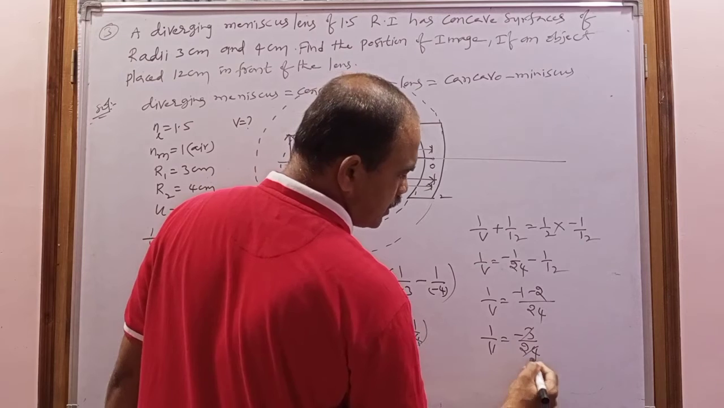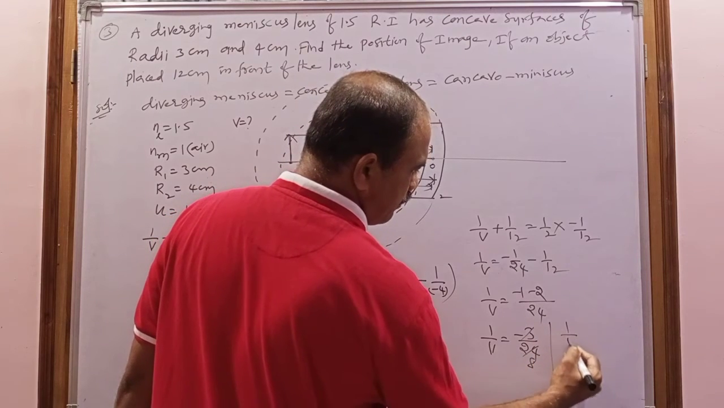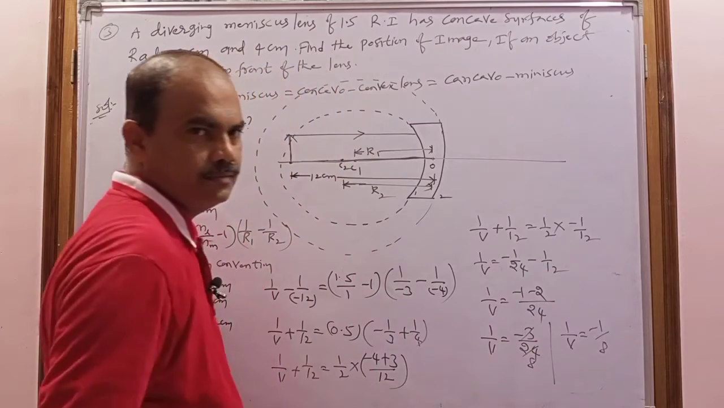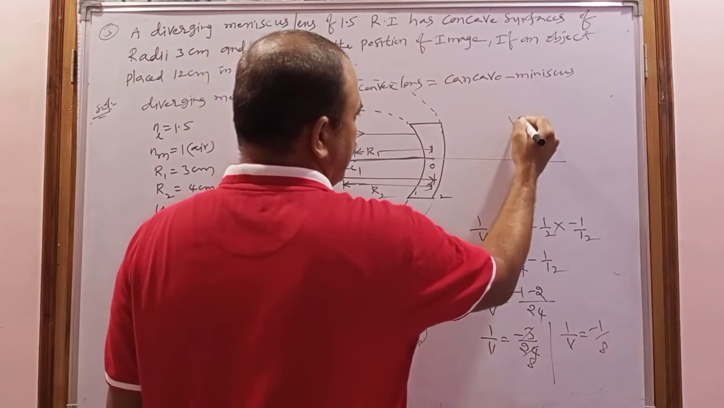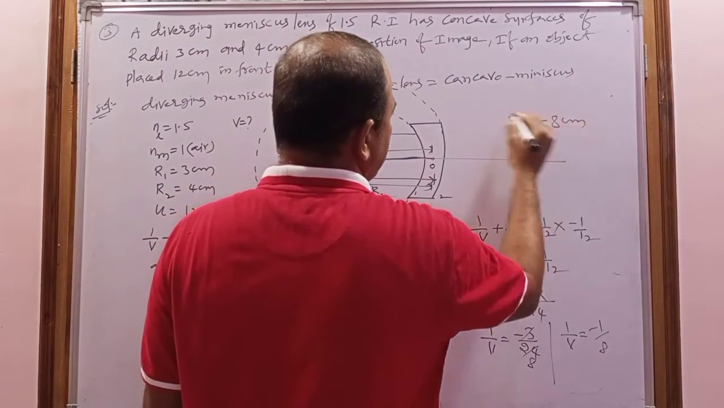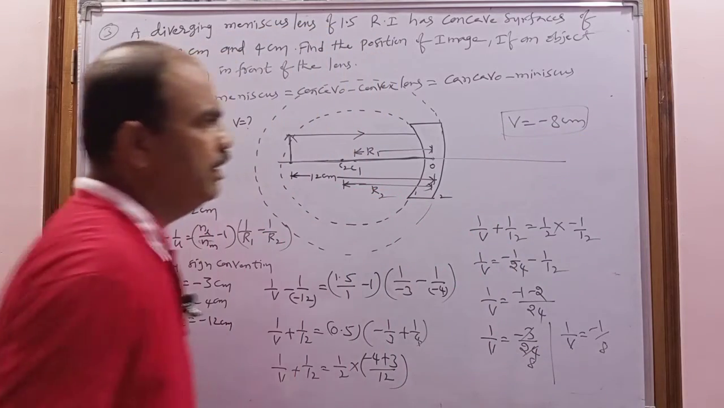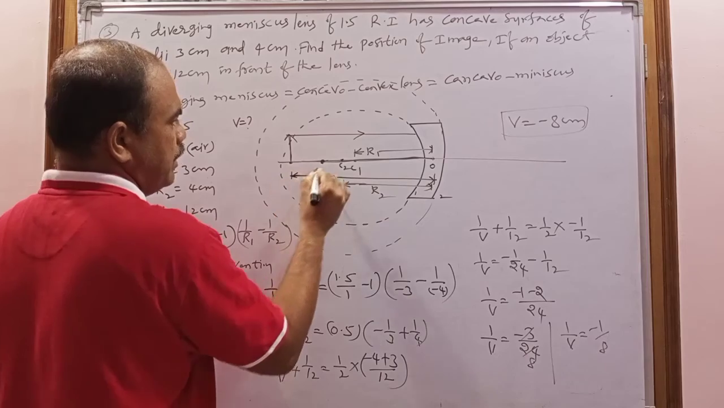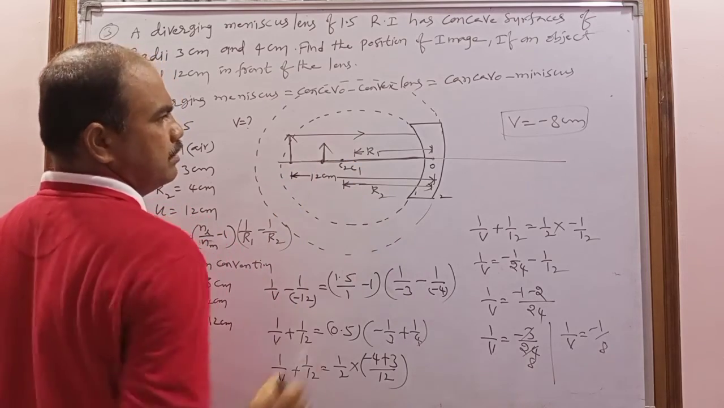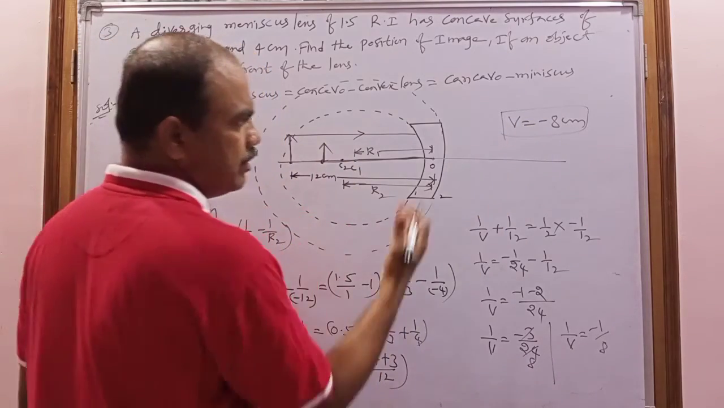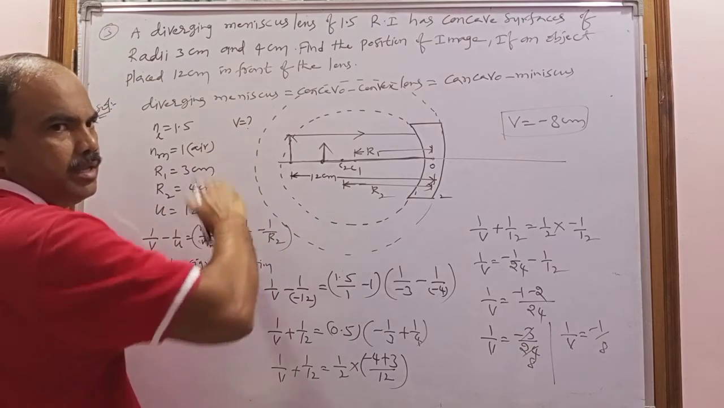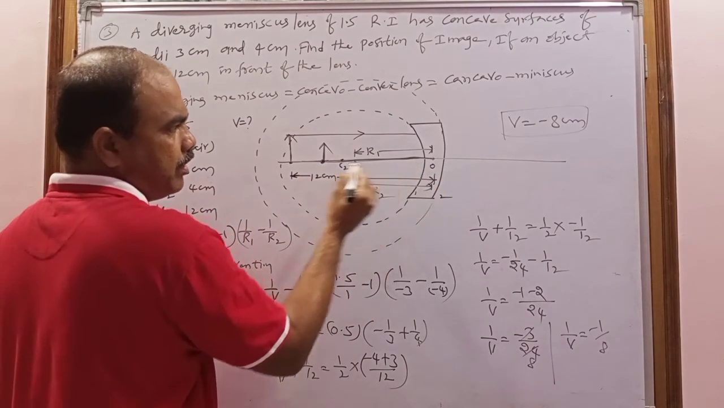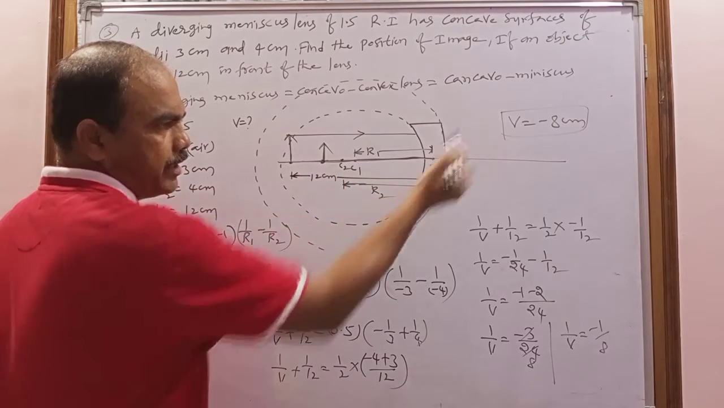3 ones are 3, 3 eights are 24. Then what you get? 1 by v equals minus 1 by 8. When I invert it, v equals minus 8 centimeter. And where is the image formed? At 8 centimeter. Let us consider this is 8 centimeter; here the image is formed. So why are you getting minus? Because the image is formed on the same side as the object. When you measure the image distance, from the optic center to the image, you get minus.